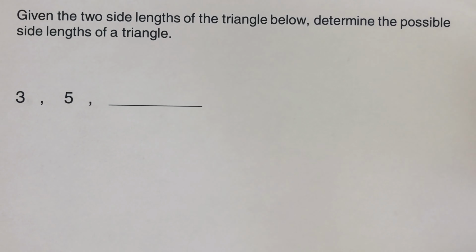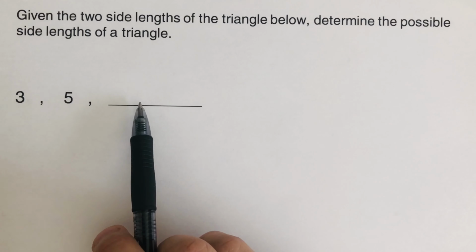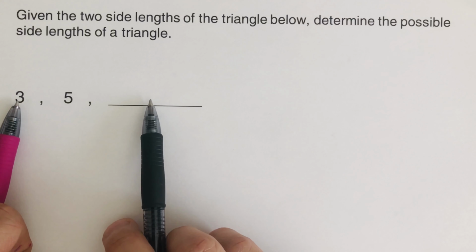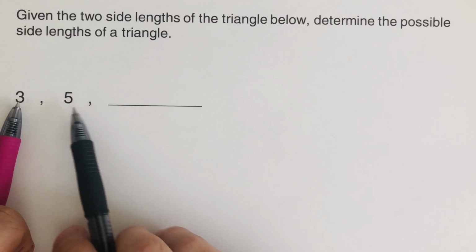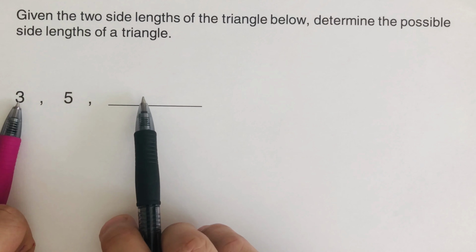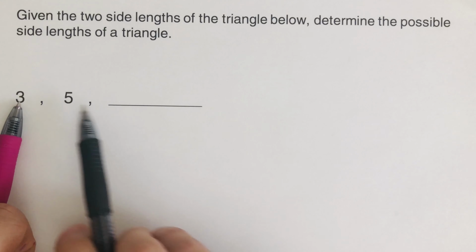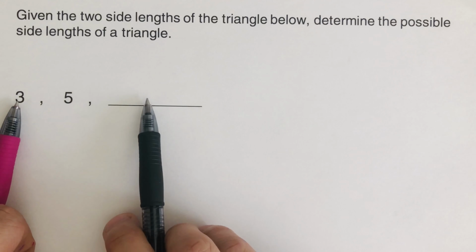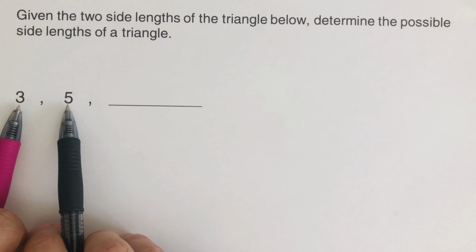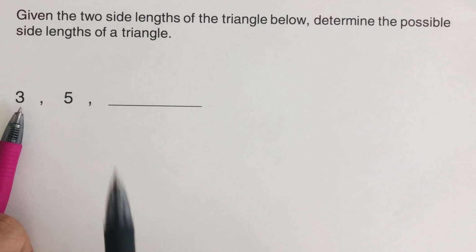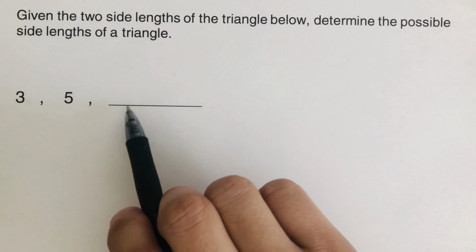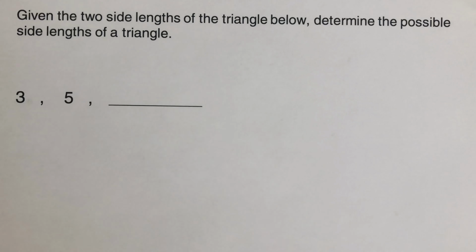Because if I have 3, 5, and for example, I put 1 over here, 1 will not work. The reason is that 3 plus 1 is 4, and 4 is not greater than 5. But if I put in 3 here, 3 plus 3 is 6, and 6 is greater than 5, so 3 would work. But if I have 10 here, it's not going to work, because 3 plus 5 is 8, and that is less than 10. So there's a fixed set of numbers that would work, and that's what we need to determine. Not all numbers would work. It's not infinite.